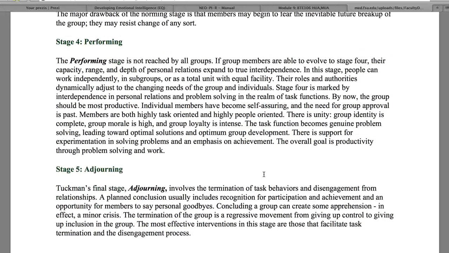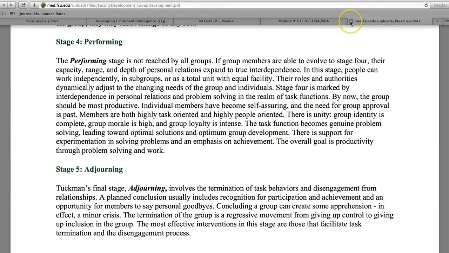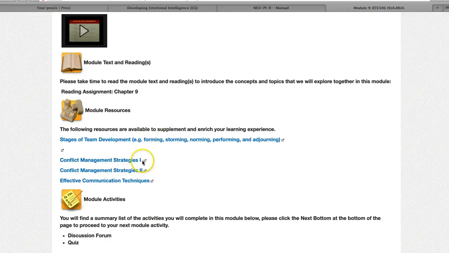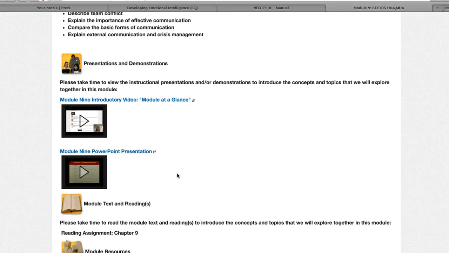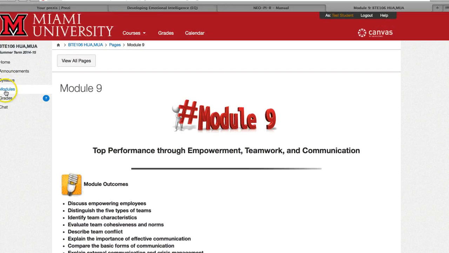I'm on a task force with the Middletown Chamber of Commerce, so I'm on an actual task force team. We're getting together to do some work about influencing leaders in the community and that type of thing. At some point, the team may adjourn. So adjourning is also a stage. Some teams stay together longer than others. Some don't. But again, the stages of team development and conflict management strategies are all life-changing concepts for me when I learned them, and you have some other resources there as well. So let's see what you have for Module 9.